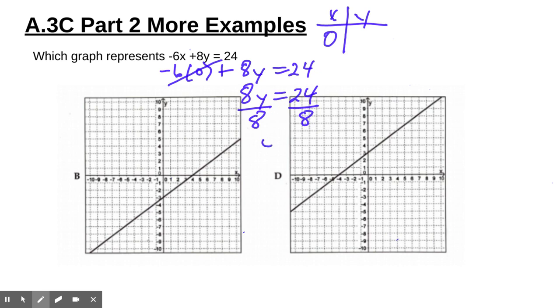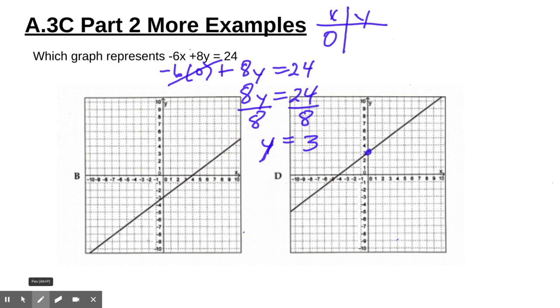And we know the y-intercept is 24. I'm sorry, the y-intercept is not 24. The y-intercept is 3. Okay? And that is a y. So we know the y-intercept is 3. So we can stop right there as we see that is correct.